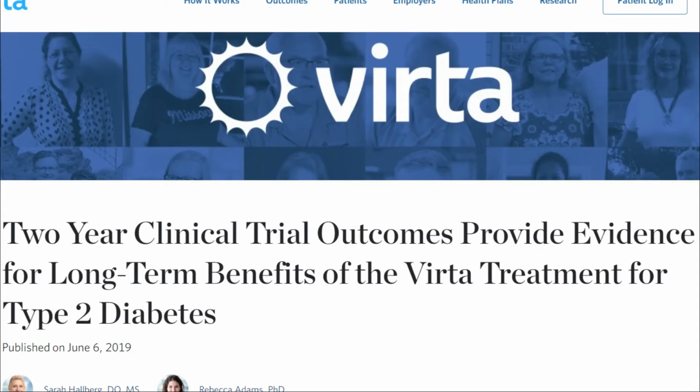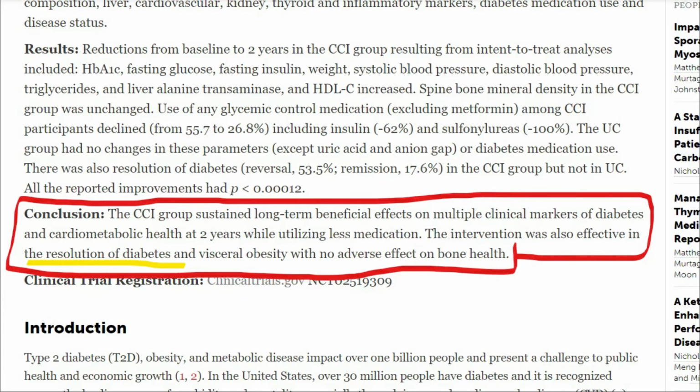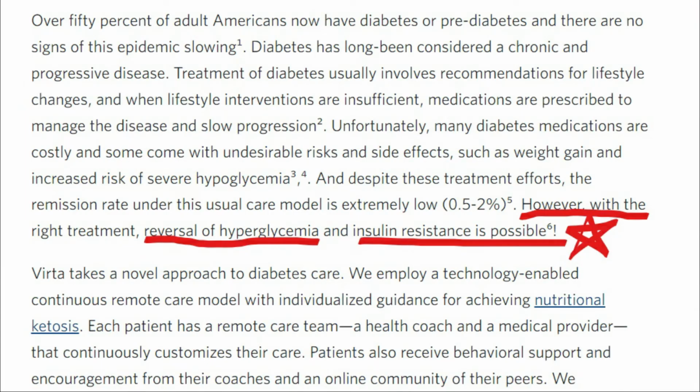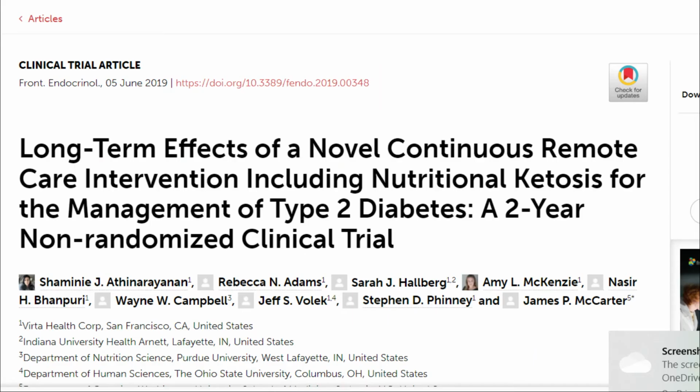An ongoing clinical trial that started off as 2 years but was way too interesting to stop it there, provided evidence that putting and maintaining a patient in nutritional ketosis allowed them to reverse insulin resistance while removing medications. And in over 50% of those cases, within the first 2 years, they removed their medication completely and reversed their diabetes type 2.